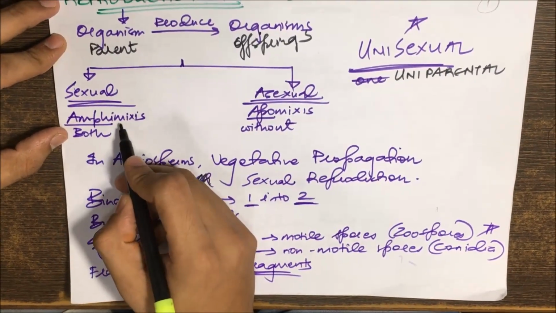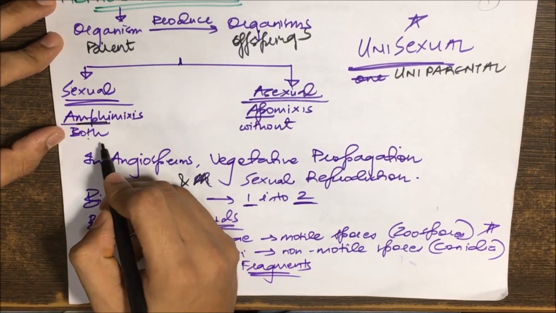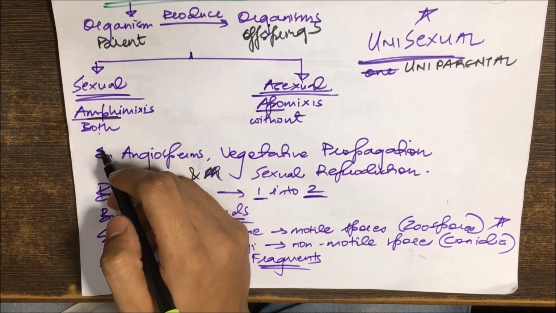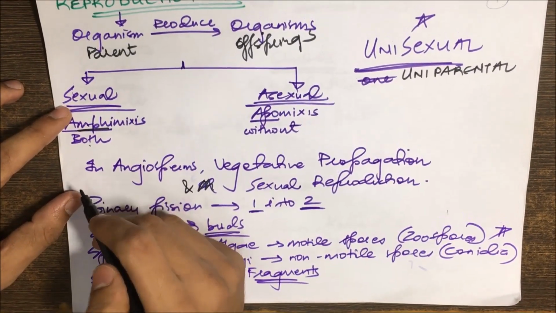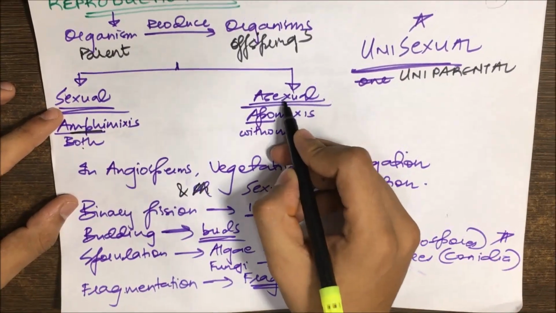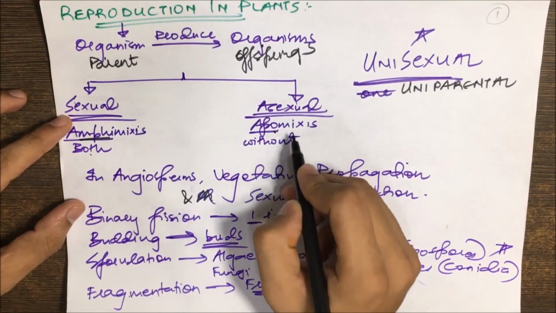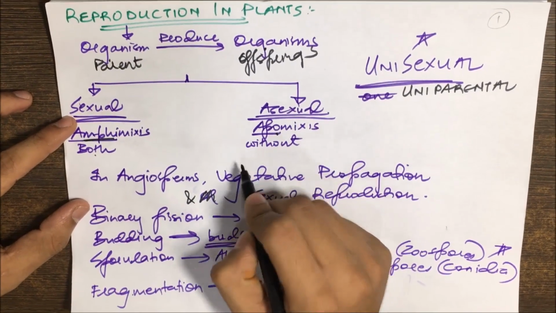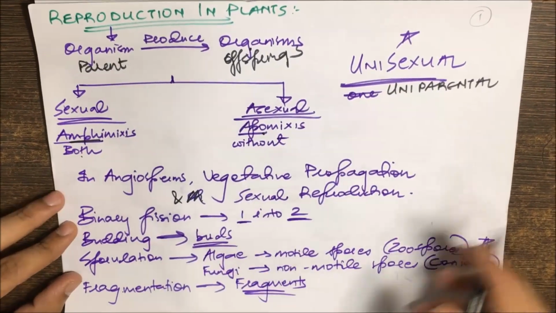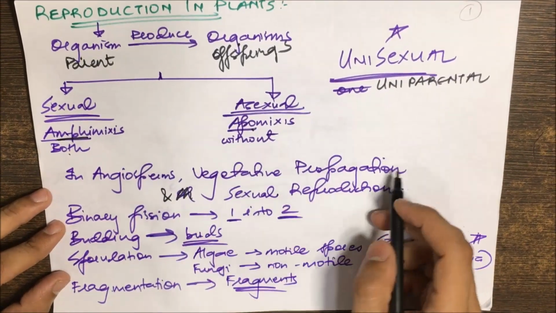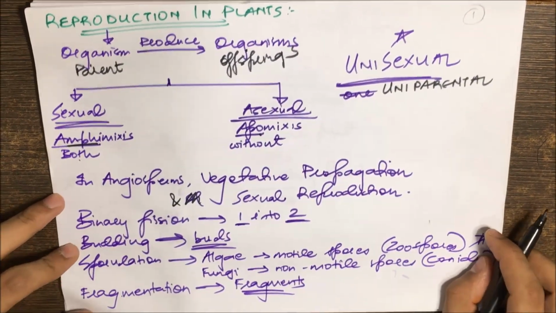Sexual reproduction is also known as amphimixis, wherein amphi or amphos refers to both, where two or both parents come together and mix to produce a new organism, which shows characters similar to both the organisms. While in asexual reproduction, which is also known as apomixis, the reproduction occurs without mixing of the gametes or the parts of the parent. In angiosperms, vegetative propagation and sexual reproduction are the two ways in which the angiosperms reproduce.